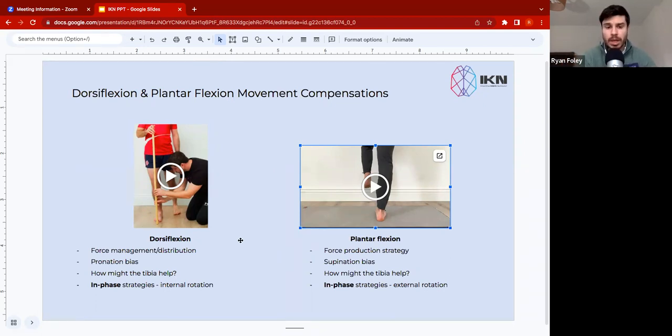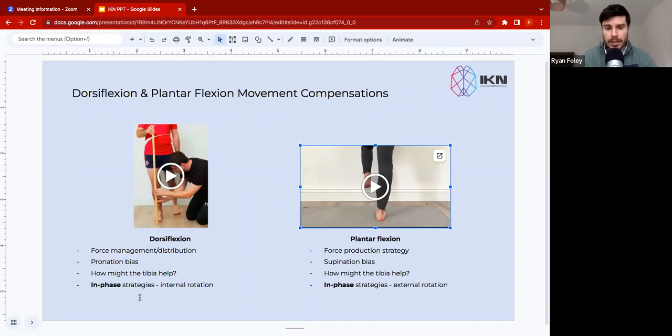Okay. So when we're looking at ankle dorsiflexion, we're looking at that as a representation of how well we can manage and distribute forces. When we collide with the ground, we want an adaptable foot that can distribute and redirect forces over a broad surface area. If we land with a very rigid foot, that reduces the options that we have to distribute forces. We want a wide range of options to manage forces. We're looking for a pronation bias. We're looking to see how the tibia might help facilitate that ankle dorsiflexion, which wouldn't be honest ankle dorsiflexion, as you'll see here in a moment.